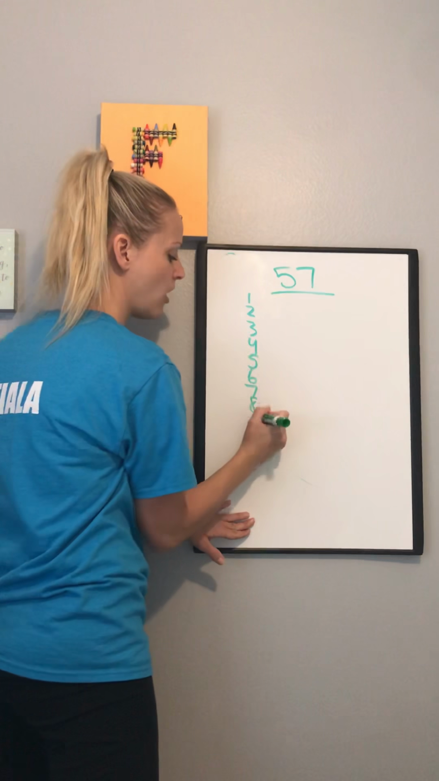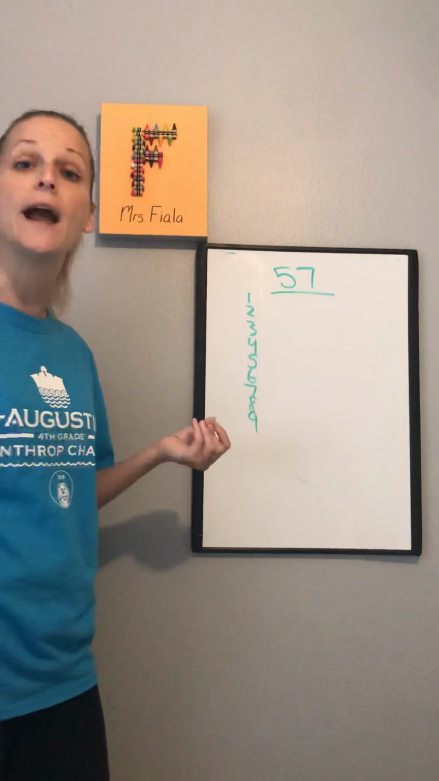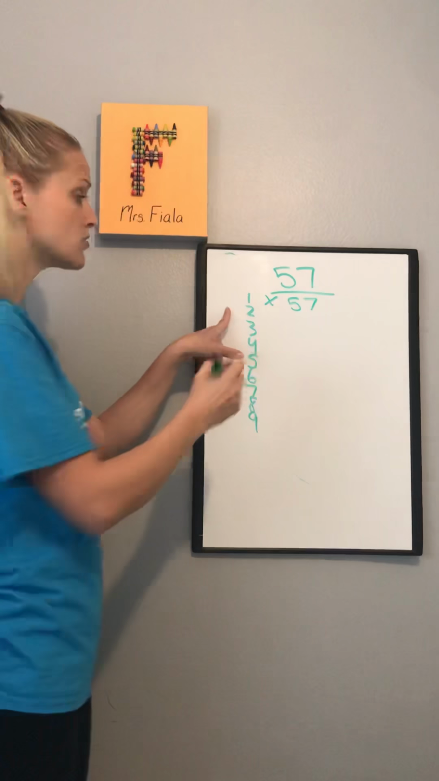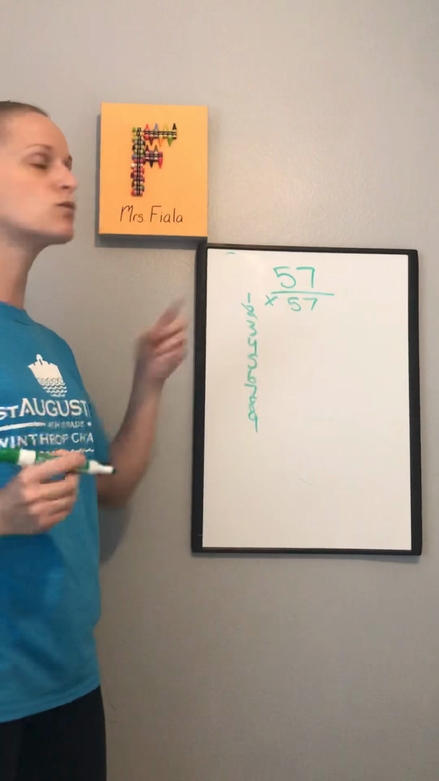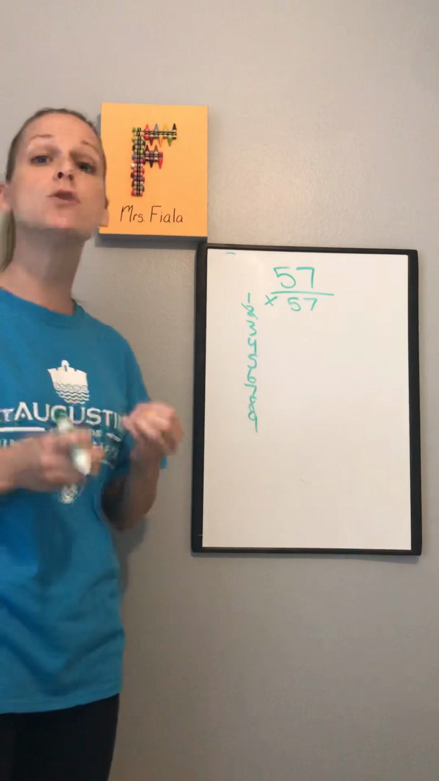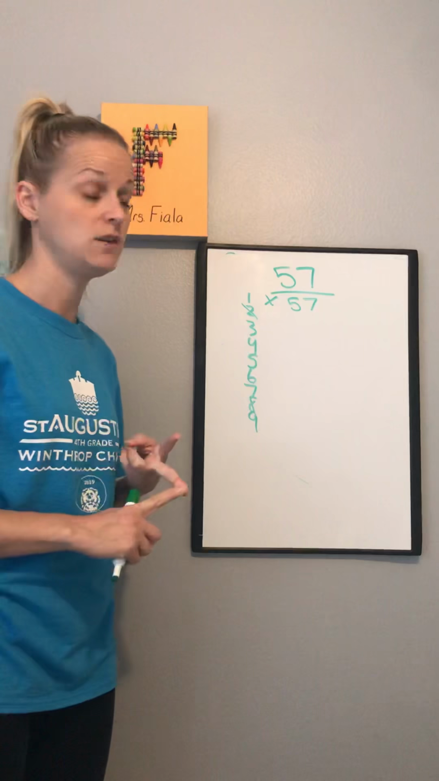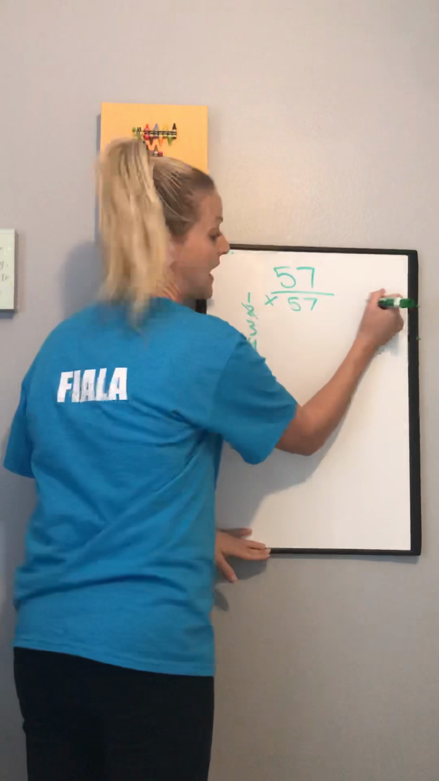Well, I'm going to find all the factors of the number 57. So I'm going to make my chart 1 through 9. I know 1 times 57 gives me 57. Is there anything times 2? No, because it's not an even number. Is there anything times 3 that gives you 57? If you don't know, remember, you have to divide or skip count. I can skip count by 3 and see if I get to 57, or I can divide.